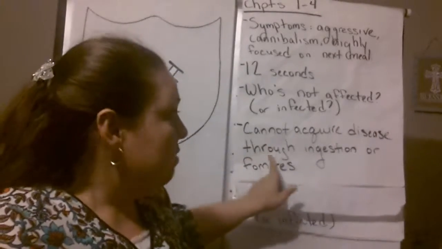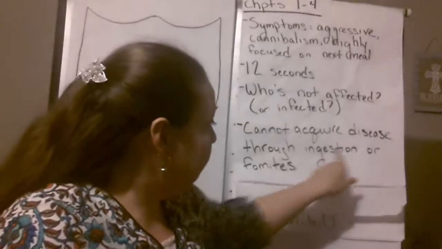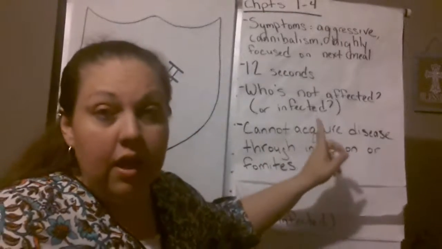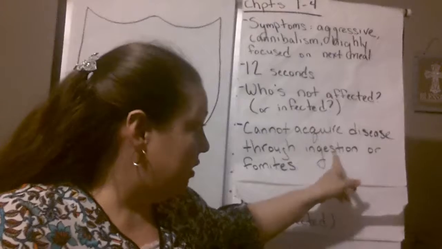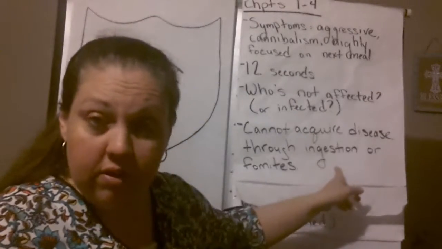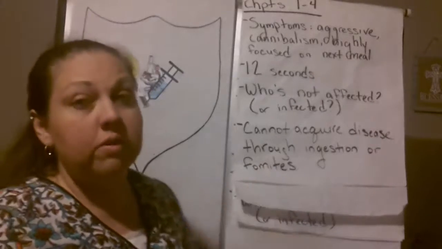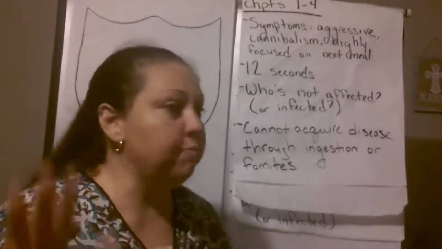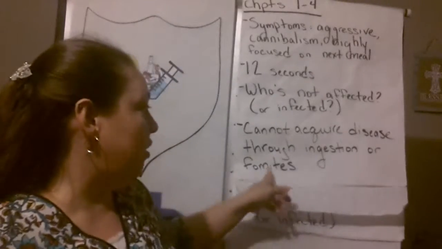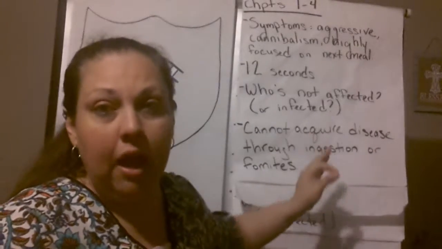You cannot acquire this disease through ingestion or fomites. So Jerry gets some of the blood from one of the zombies in his mouth and does not transmit the disease, and no one's getting it from surfaces, countertops, railings, nothing like that. So they can't get it off fomites or inanimate objects.